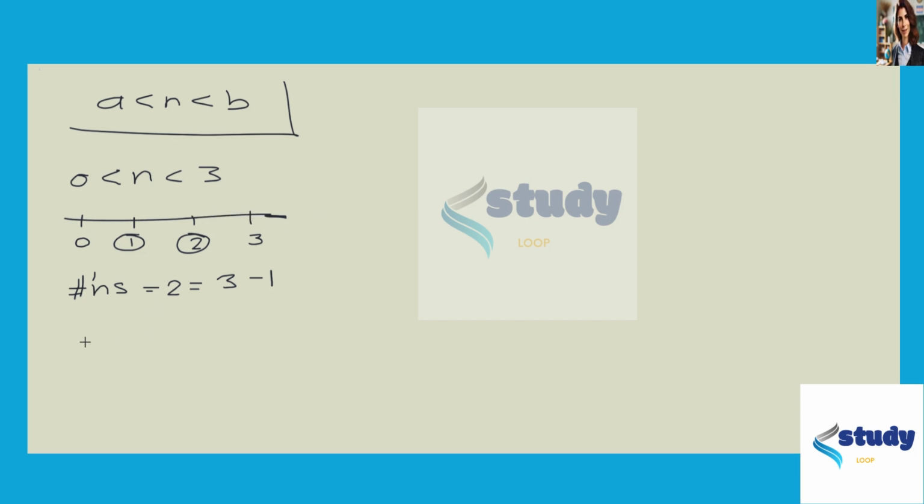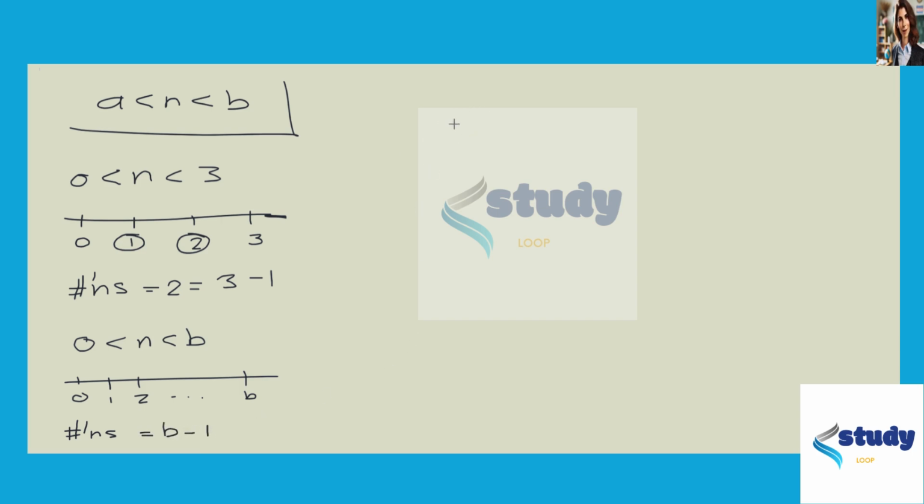So generalizing that result then, if you want to be less than b, you have 0, 1, 2, and so on up to b. What you do is you count 1, 2, 3, 4 up to b and subtract 1. So the number of n's in this case is equal to b minus 1.